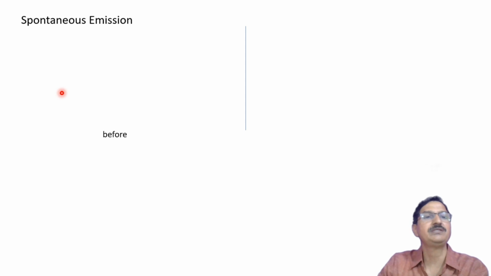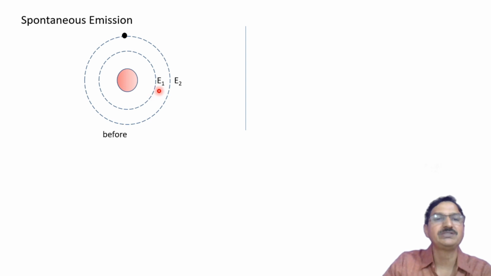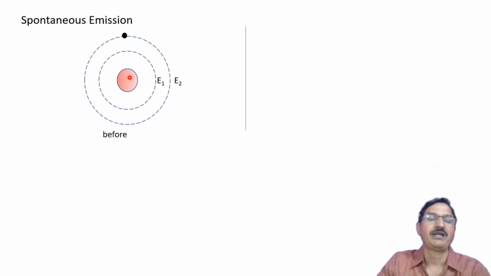The second phenomenon is called spontaneous emission. Here we can see that the atom again has the energy levels E2 and E1, but the electron is in the higher energy state. So before this emission process, the atom is in the excited state. It is an unstable state, so the electron cannot remain here for a longer time.